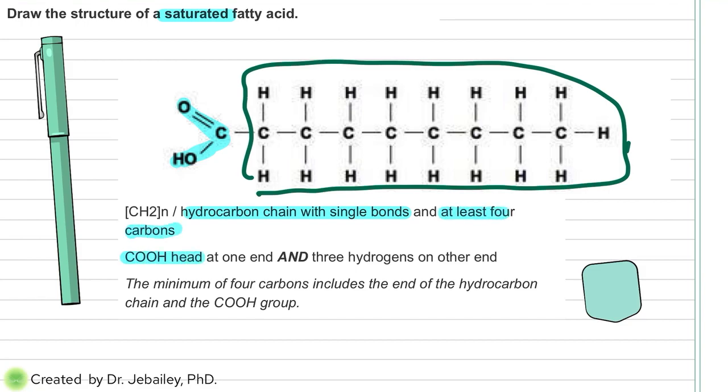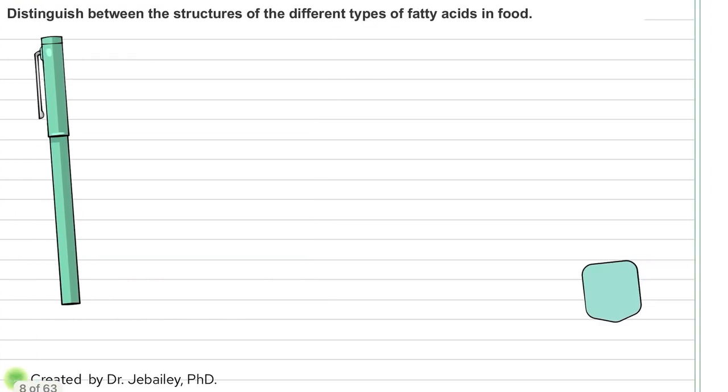Now we have the CO head, which is right here, and the 3 hydrogens on the other end. So they want to see that. They want to see the 2 edges. So again, the minimum is 4 carbons. I usually put 7 to 8 because that's what is more commonly used. But go ahead, this will be an example of a structure of a fatty acid. Now let's move to the next question.